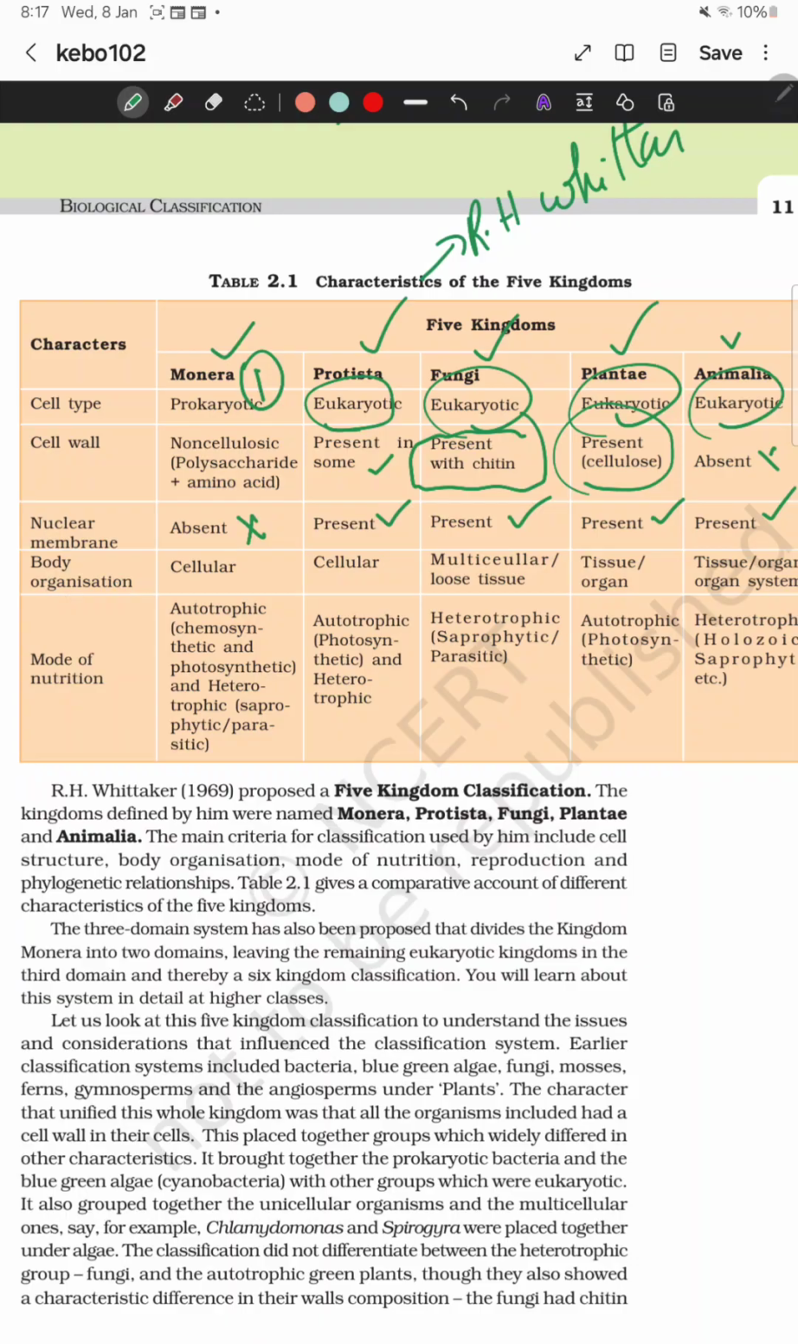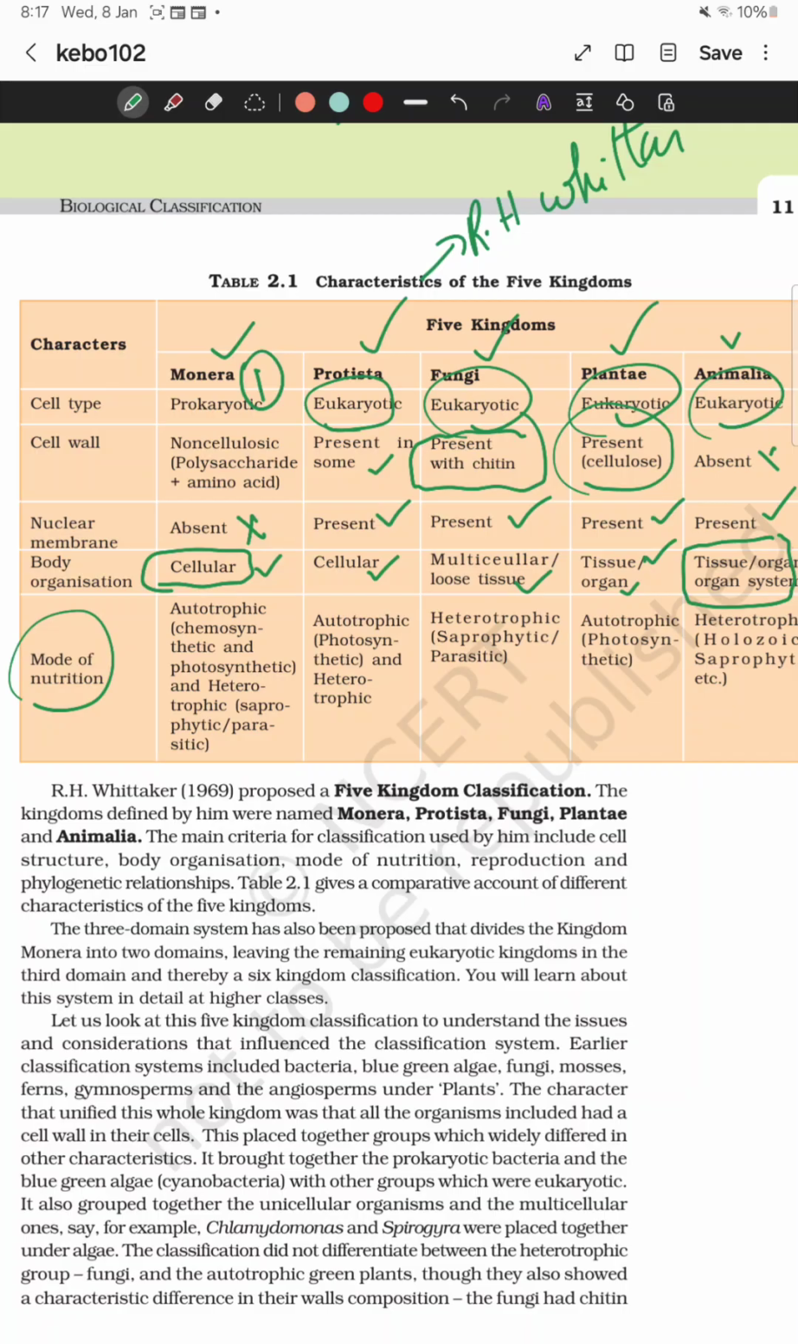And body organization, which is a simple type, it is cellular, and some prokaryotes also include the cellular type. Fungi are multicellular organisms, so they include loose tissues, and plants include tissue and organ. So Animalia is the highly well developed, so it includes tissue, organ and organ system, the advanced type of body organization.